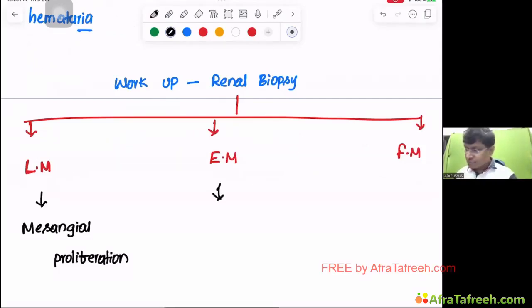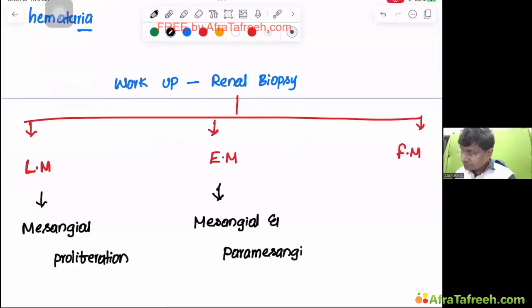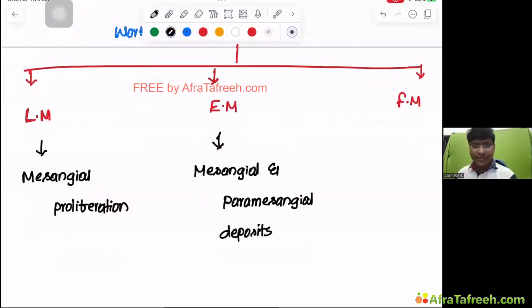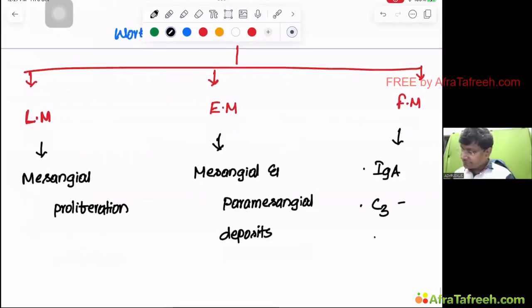And in electron microscopy, you have deposits, that is mesangial and paramesangial deposits. That is in the electron microscopy. And in the fluorescent microscopy, you have the presence of IgA, and not only that, you also have C3 in the mesangium.